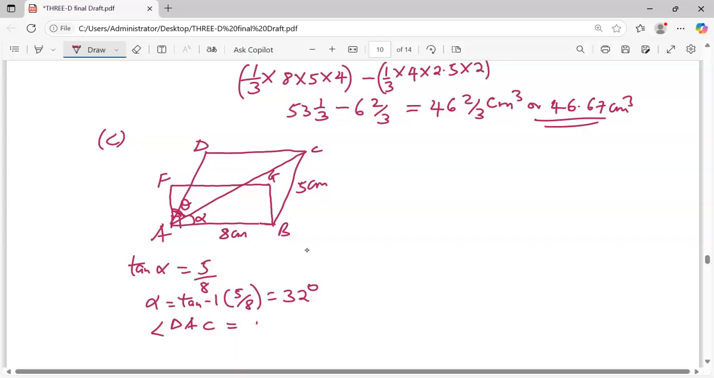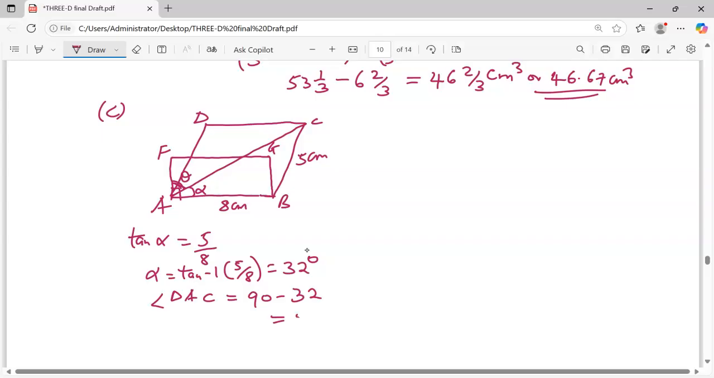Once we have gotten that, the angle we need, that is DAC, is going to be equal to 90 minus 32, which will be equal to 58 degrees.